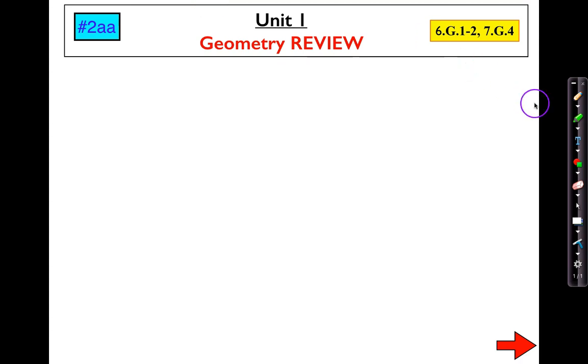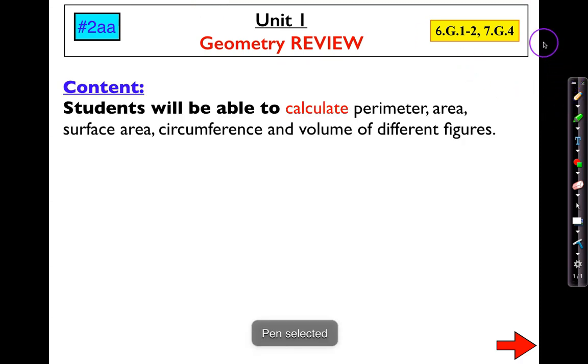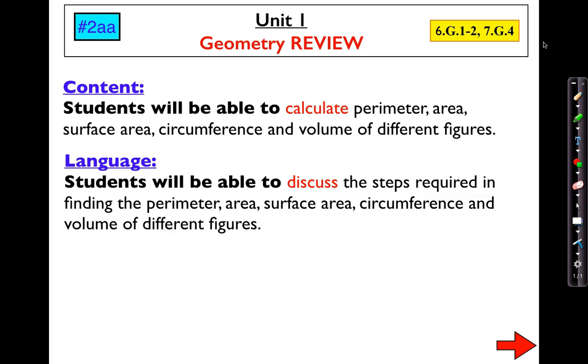Welcome. Today we're going to be doing geometry review. Our content objective is students will be able to calculate perimeter, area, surface area, circumference, and volume of different figures. Language objective is students will be able to discuss the steps required in finding the perimeter, area, surface area, circumference, and volume of different figures.